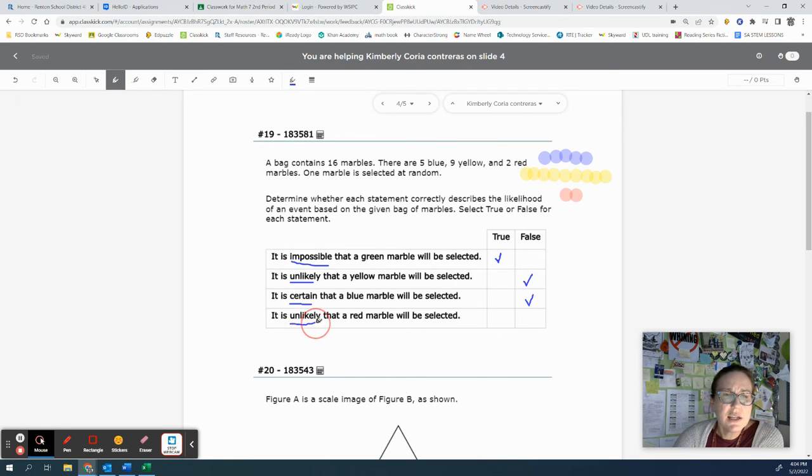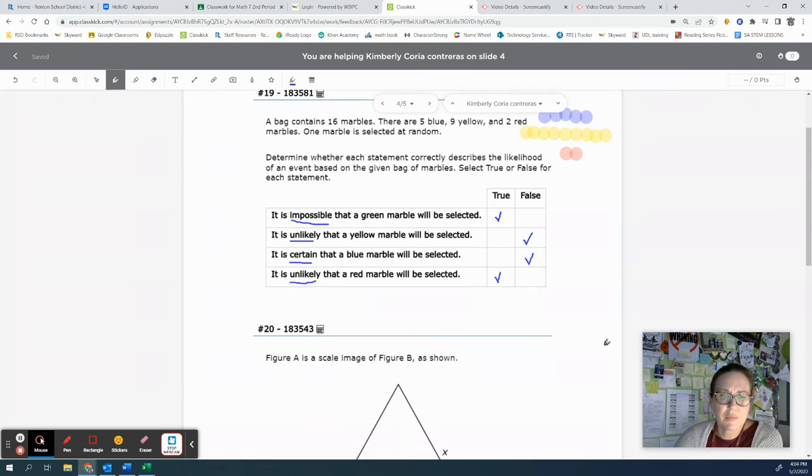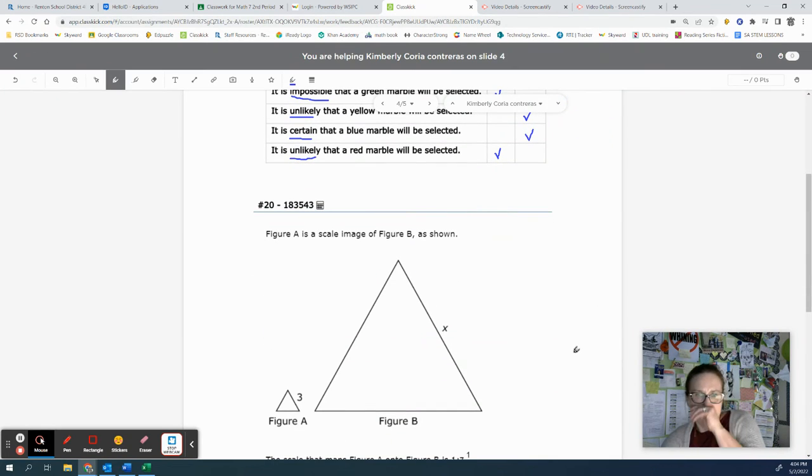It is unlikely that a red marble will be selected. Yeah, look at all these blue and yellow. It's unlikely that a red one will be selected. It's possible, but it's not a likelihood. Okay, this one was fun too.